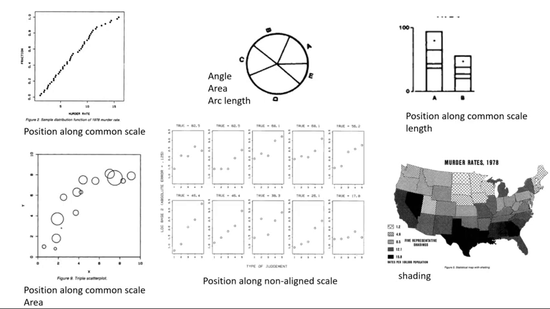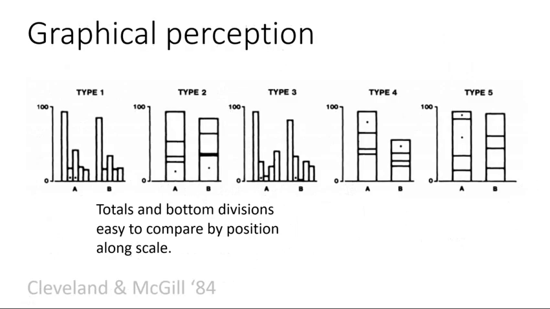These are all the perceptual tasks that Cleveland and McGill tested for accuracy. Okay, let's get into the weeds a little bit. We're going to look at one perceptual task in more detail, position along a common scale. Cleveland and McGill looked at 5 types of decoding that we typically have to do when comparing different positions against a common scale. What we're comparing in each of these are the 2 segments marked with the dot.